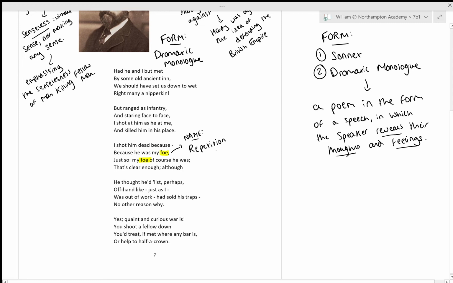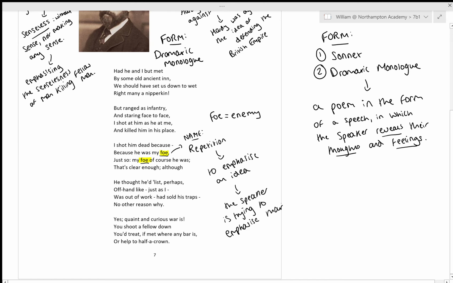You then need to explain the effect of that technique, which, remember, repetition, it's always to emphasize an idea. And then you need to link that effect back to what the speaker is trying to tell us. And here, the speaker is trying to emphasize, well, look back at what's being repeated. Foe. Remember, foe means enemy. So the speaker is trying to emphasize that the man he is fighting is the enemy.